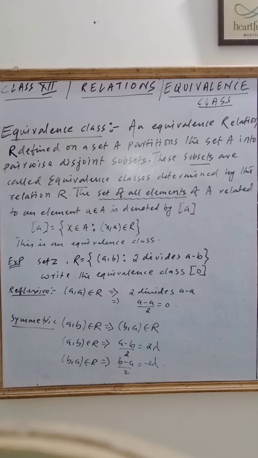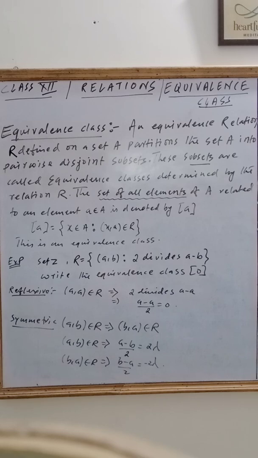Now the set of all elements of A related to the element a belonging to A is denoted by the square bracket [a]. So this square bracket [a] is the notation for equivalence class. Now the important part is the mathematical definition.